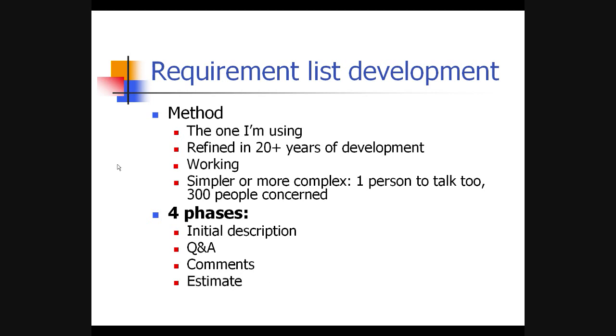The estimate is not always necessary in a requirement list. You can be paid just to do the requirement list and not care about how long it's going to take for each phase, but most of the time it's going to be part of your job to also give an estimate for each phase. So these are the four phases of the requirement list development.